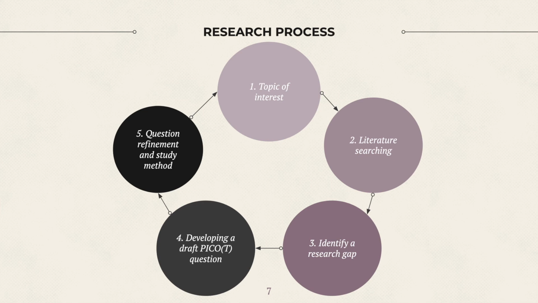Step 3 is that we identify a research gap based on what has not been addressed so far in the existing literature. Once we've identified that research gap, then we develop a draft PICO question. And I say draft because it's noted in step 5 that you're going to have to refine that question and then design a study method to go with it. So 4 and 5 are inherently linked, but we want to draft a question once we've identified a research gap. And then in step 5, we probably want to refine that question. It'll take several revisions, and then we can start thinking about how we're going to go about answering it. And that would be the method that we use.